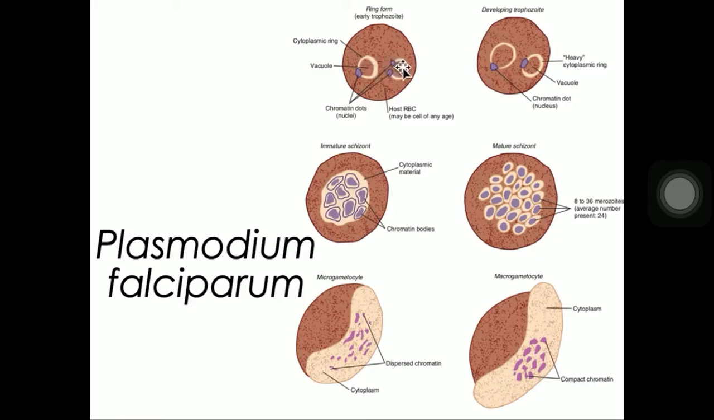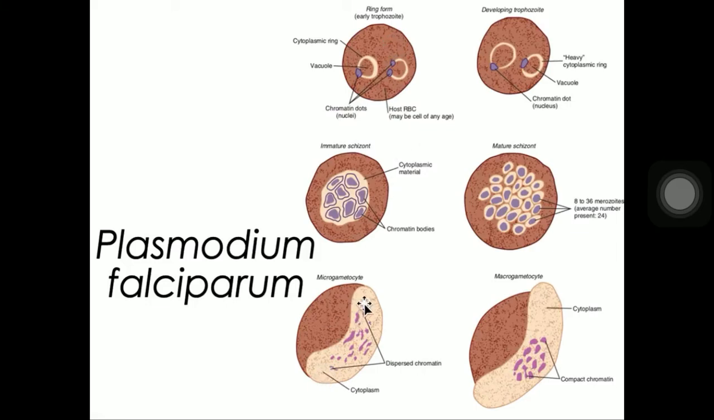Also, hindi lang siya simple na ring form lang. Sometimes we can see double nuclear dots as what you can see here, no? May double nuclear dots. No? Yung iba naman may marginal form, applique form, or accolé form. And that is only seen in Plasmodium falciparum ring forms.